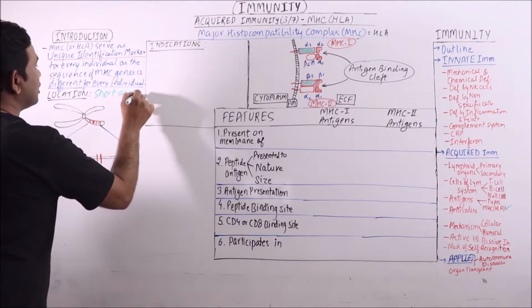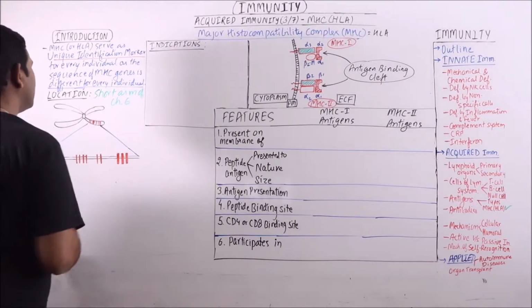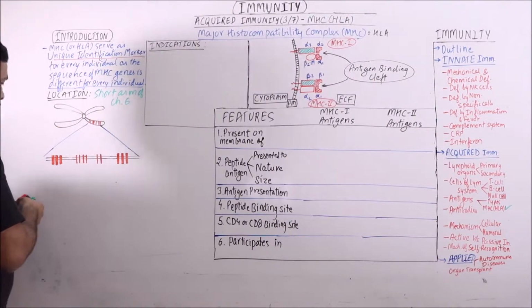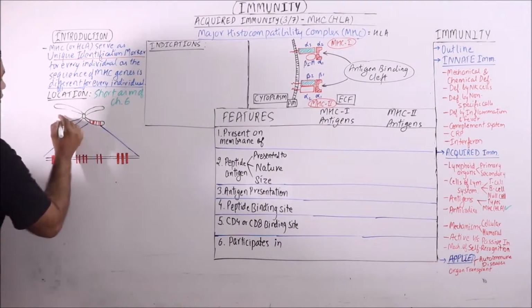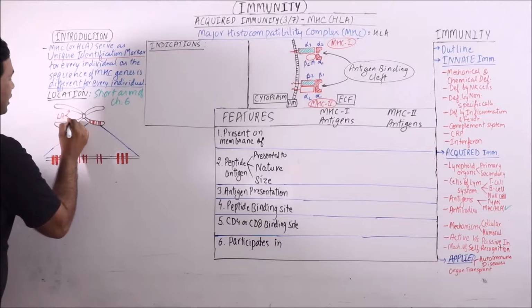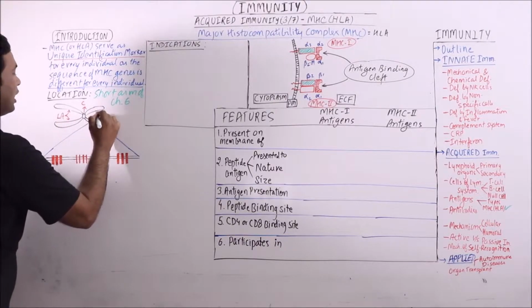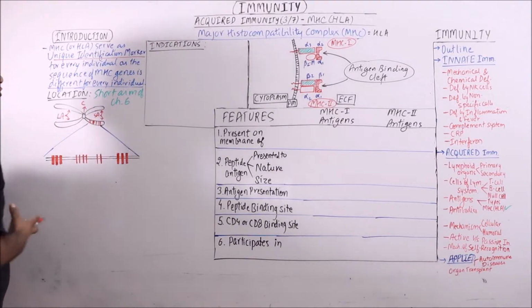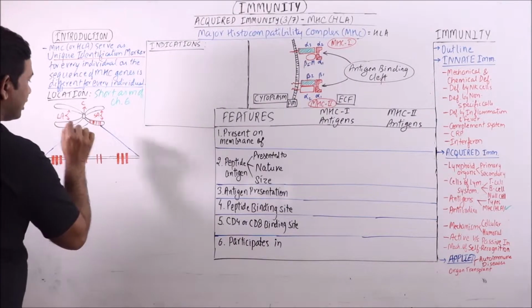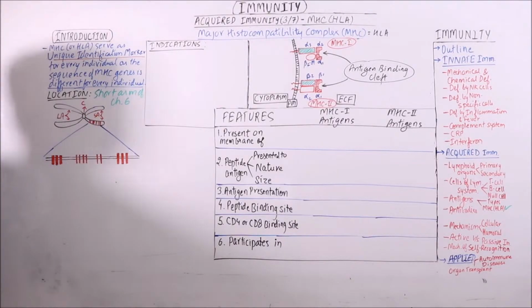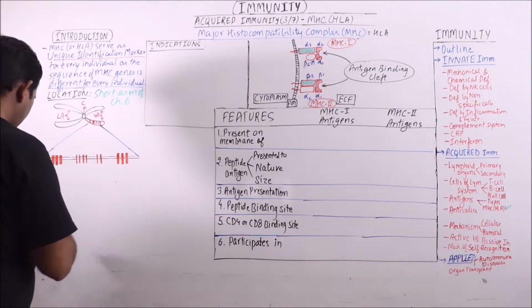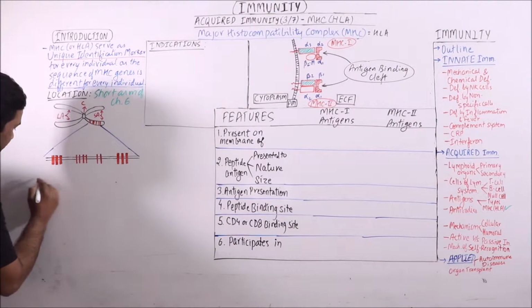Location is the short arm of chromosome 6. This is chromosome 6 and these are the long arms, this is the centromere, and these are the short arms of chromosome 6, and the array or sequence of HLA genes is located on the short arm of chromosome 6, which are represented here. Now these genes are clustered in 3 regions. What are these 3 regions?